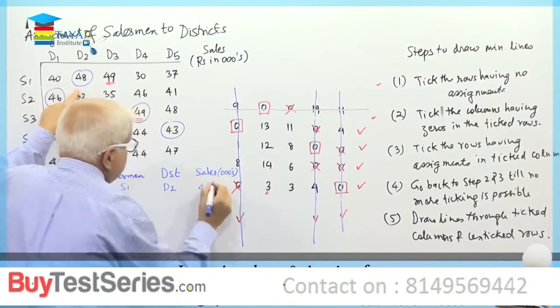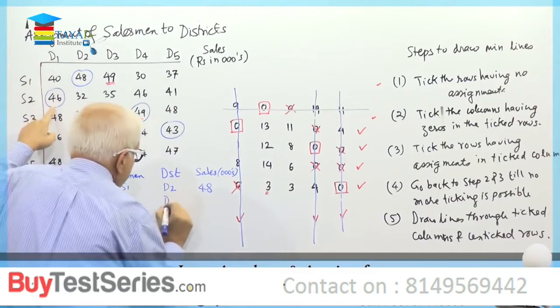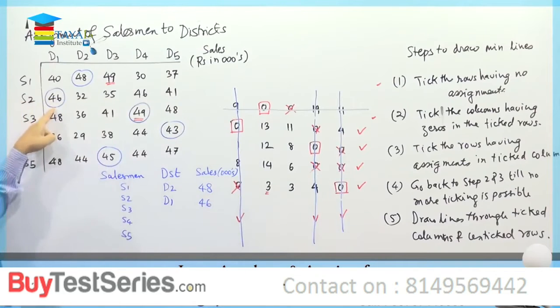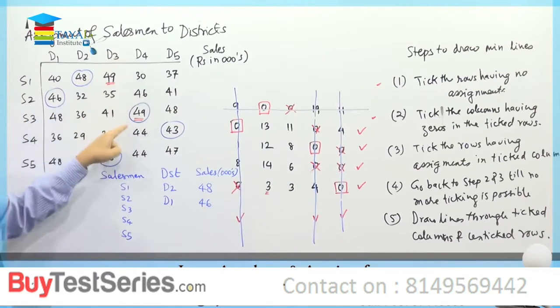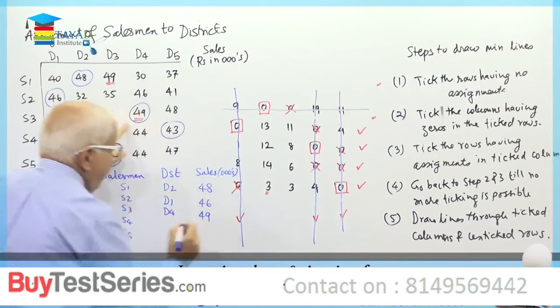48. Salesman S2, where is he assigned? To district D1. What is the possible cell? 46,000. Okay. Salesman S3 assigned to district D4. What is the possible cell?